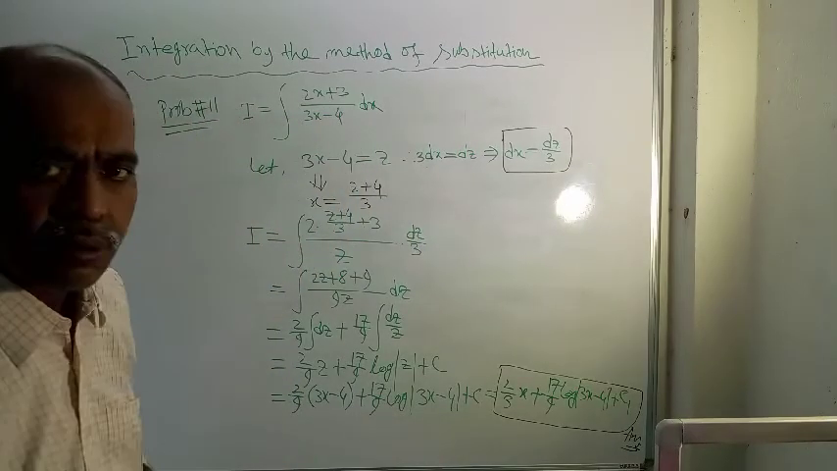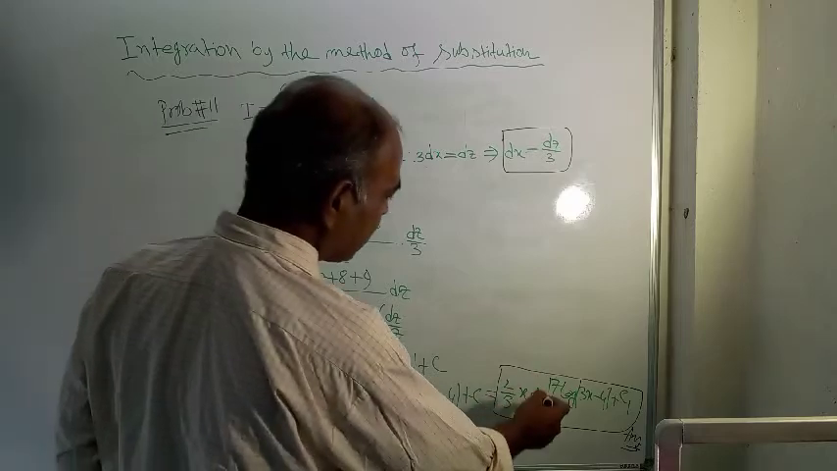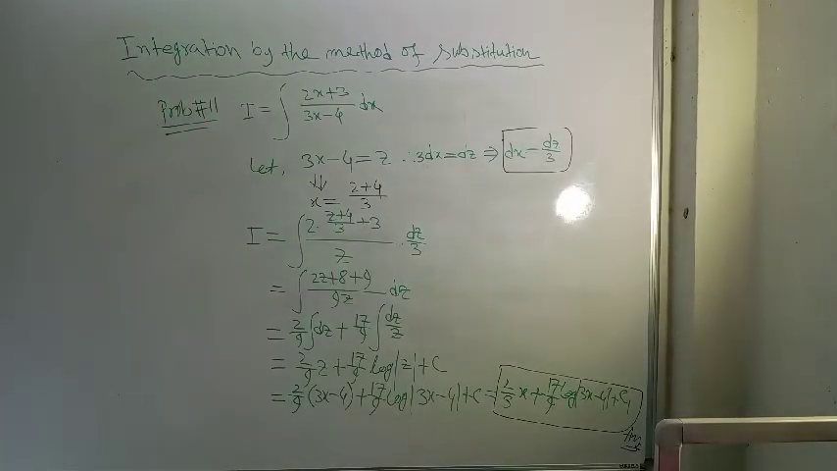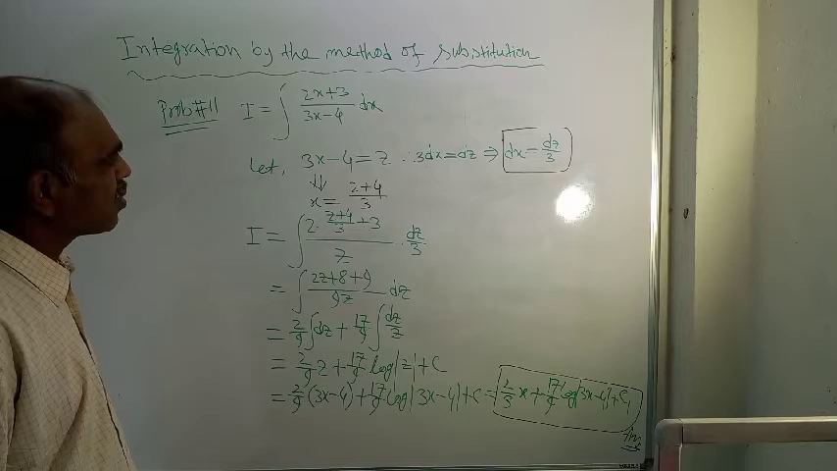Is it visible or not? Let me check. Yes, that is visible. So 2 by 3 x plus 17 by 9 log of (3x minus 4) plus c1. So this is the answer to the given problem. This is somewhat lengthier than the previous problems. Not so much lengthy actually.